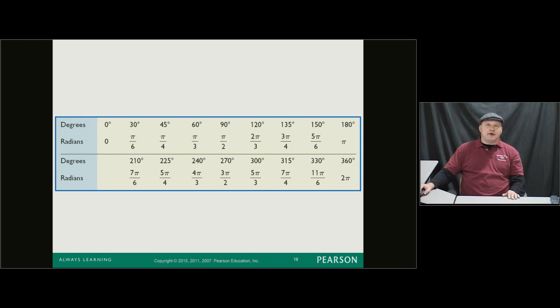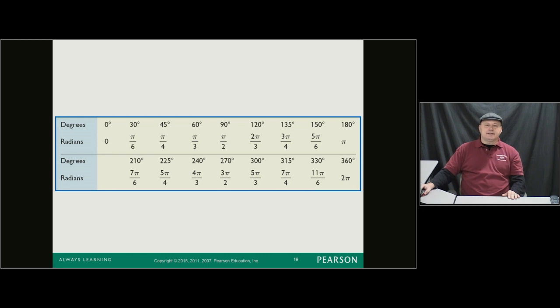So if you have a 30-degree angle, that's the same thing as pi over 6. A 90-degree angle is pi over 2. Oh goodness, remember the 150-degree angle? That was one of our previous examples. A 150-degree angle is 5 pi over 6.